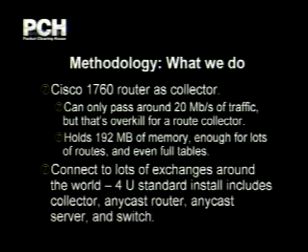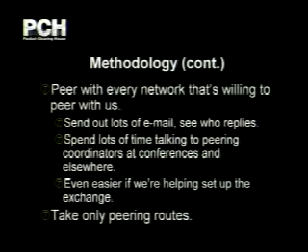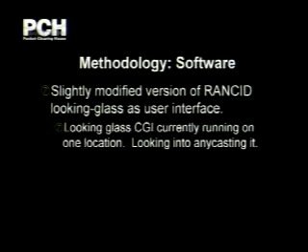And we do a 4U standard package, of which 1U is the looking glass router, and the other three are the Anycast installation. So we're always looking for more exchange points to put that into. And then we peer with every network that's willing to peer with us, basically by doing the standard peering coordinator things, sending out email, talking to people at conferences, and so forth. And as I said, we take only peering routes.